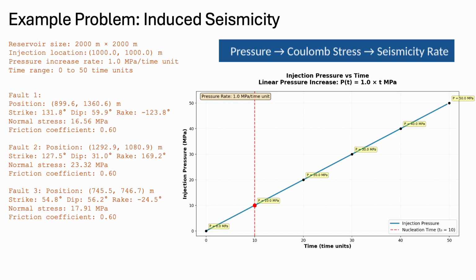The change in pressure at injection will change the Coulomb stresses on the fault. The change in Coulomb stresses on the fault will change the seismicity rate. So the initial condition imposed here is that injection pressure just linearly changes with time, as shown in the plot. Based on this condition, what's going to happen?